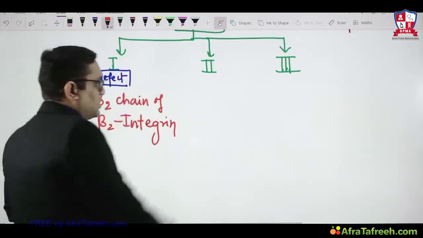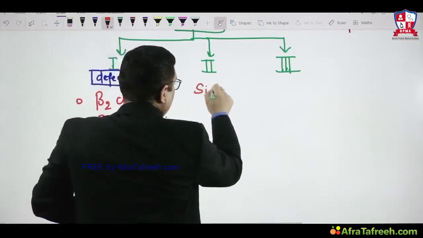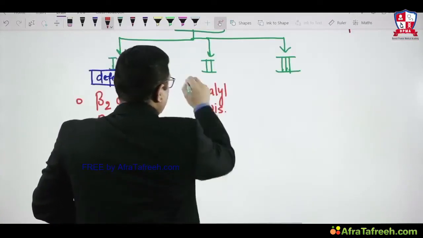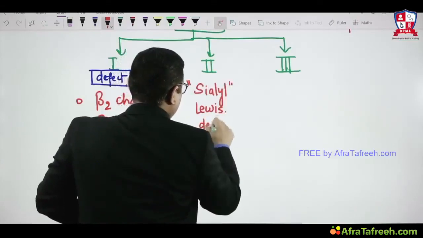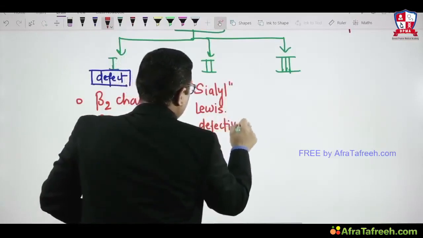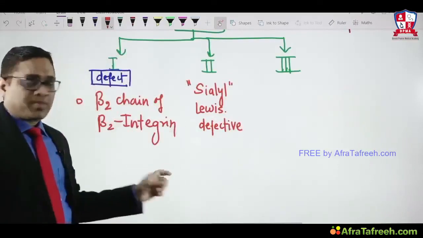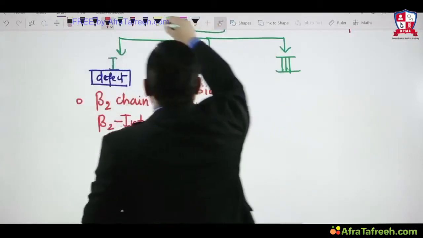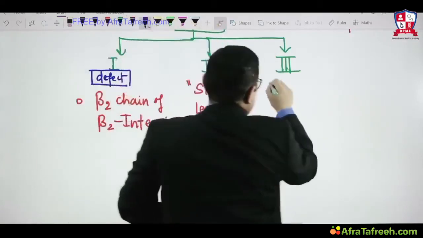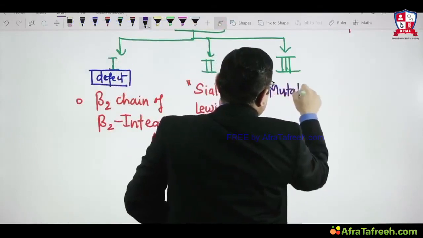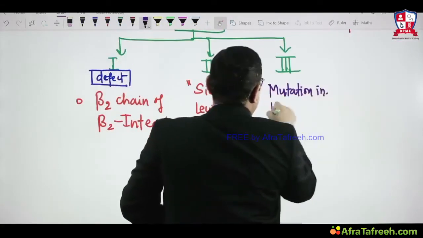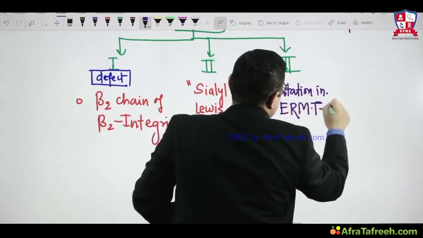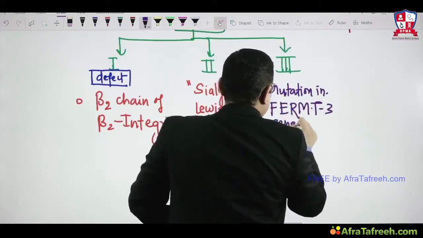Whereas in LAD2, the defect lies in the sialyl Lewis ligand. So sialyl Lewis is defective in case of LAD type 2. LAD type 3 is a little unique. Here there will be a mutation in a gene called FERMT3. So mutation in the FERMT3 gene.